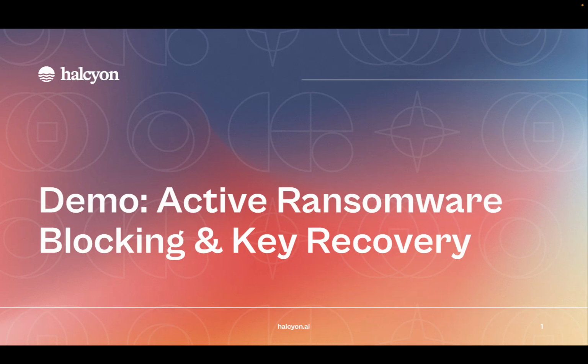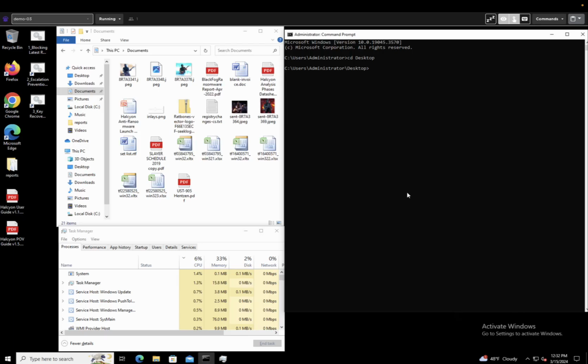In this video, I'll be demonstrating Halcyon's ability to actively block ransomware and use cryptographic keys to recover. Let's get started. Here in step one, we're going to actively reach out to VirusTotal and start downloading some brand new malware and ransomware directly from the internet.